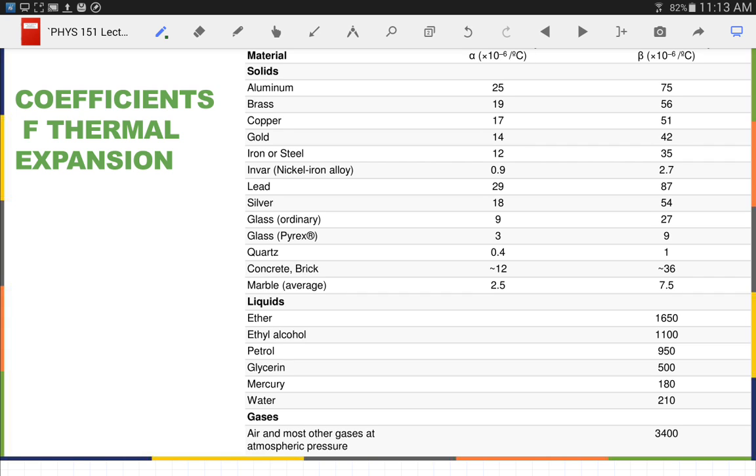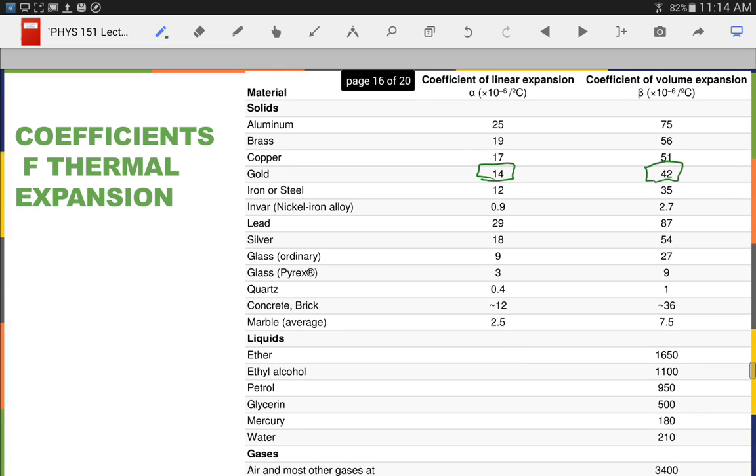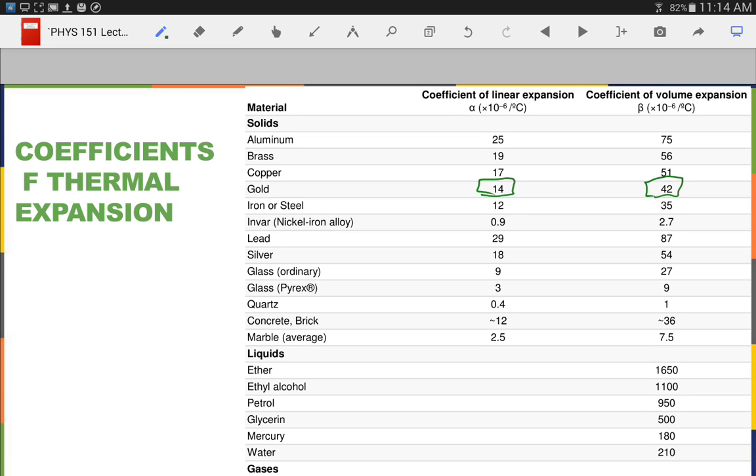Nope. First I put coefficients of linear expansion. When you're doing a problem, you just look up, say, something that's made out of gold. So here's its coefficient of linear expansion. Over here I have the coefficient beta, which is a volume expansion. Now you might wonder, how are those two related?